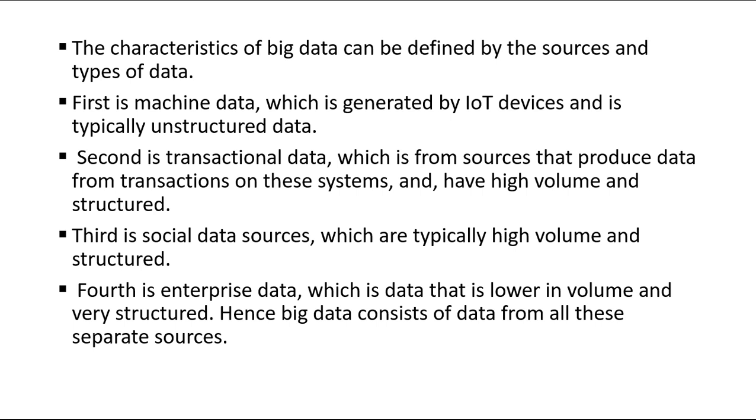Fourth one is enterprise data, which is data that is lower in volume and very structured. Hence, big data consists of data from all these separate sources. Enterprise data is nothing but data from company systems and records. Big data can be structured, semi-structured, or unstructured. Using these four types, we can categorize big data in three types: structured, semi-structured, or unstructured.